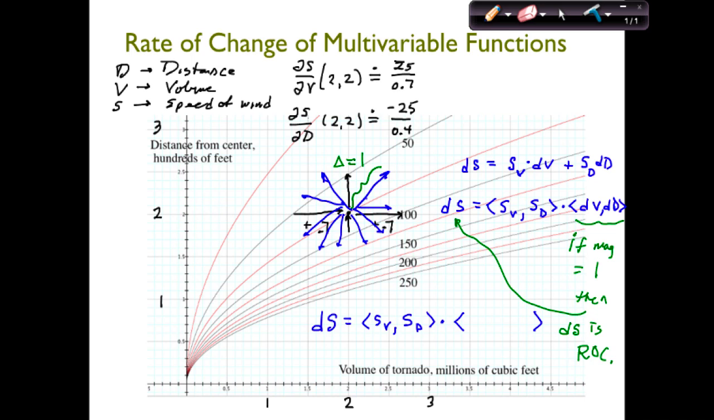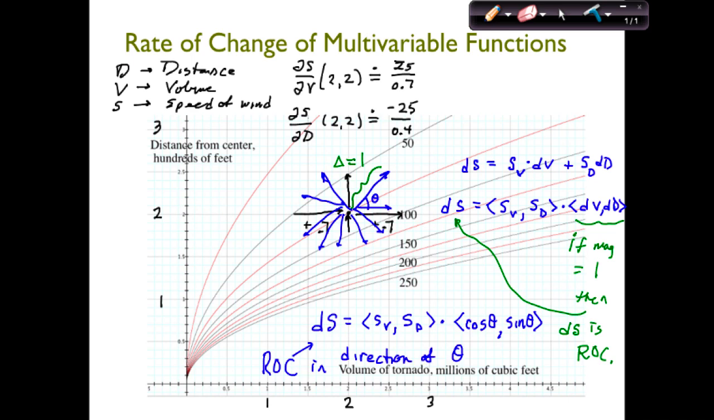Say this angle is theta. How do I get a vector of length 1 if that's theta? Make my dv equal to cosine theta and my dd equal to sine theta. That always will have a magnitude of 1, no matter which way we're going. And so this now is the rate of change in the direction of theta.